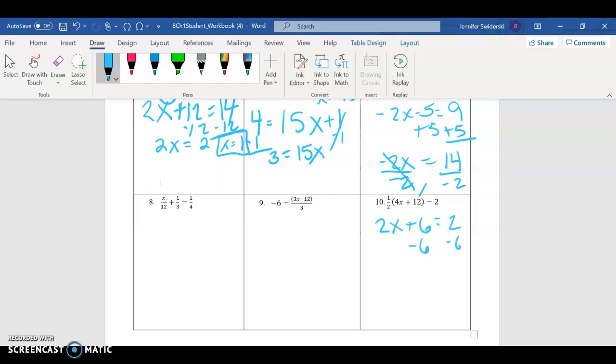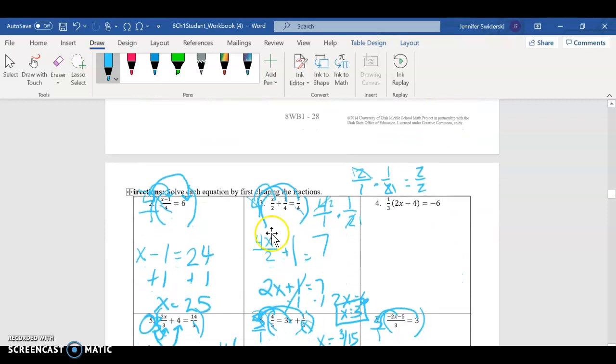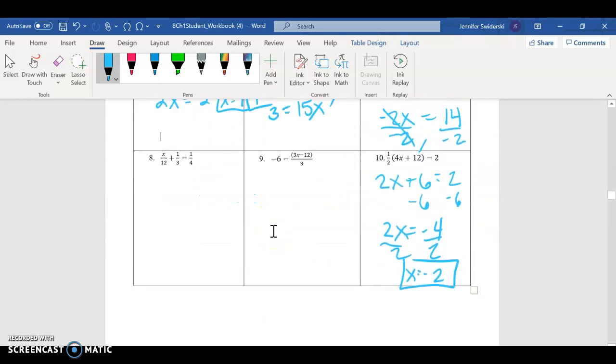So I'm going to subtract 6. We get 2x equals negative 4. Divide both sides by 2. We get x equals negative 2. Final answer. All right, number 8 is very similar to number 3 in the sense that we have different denominators.